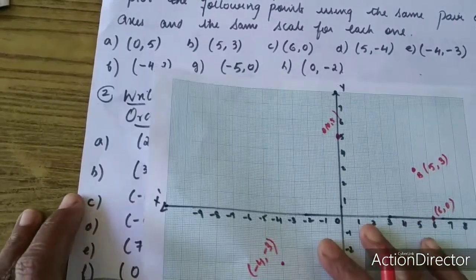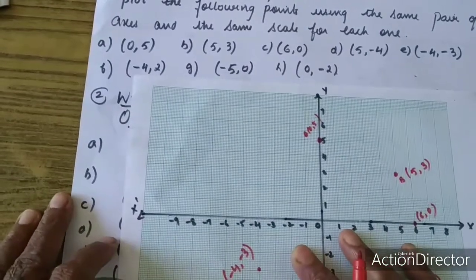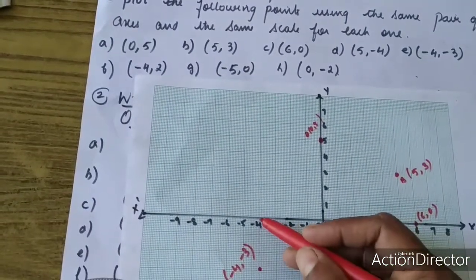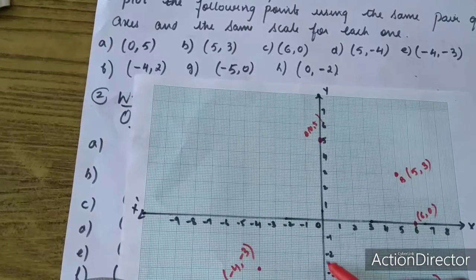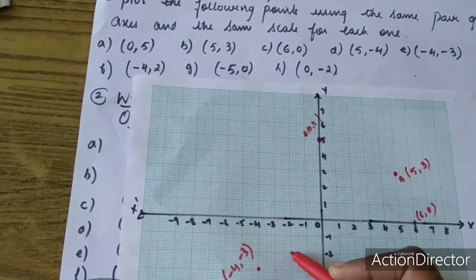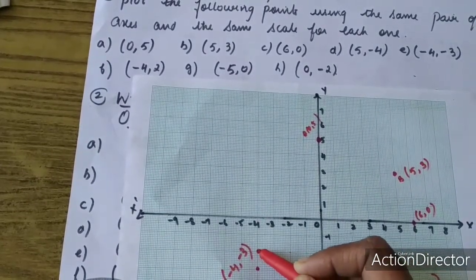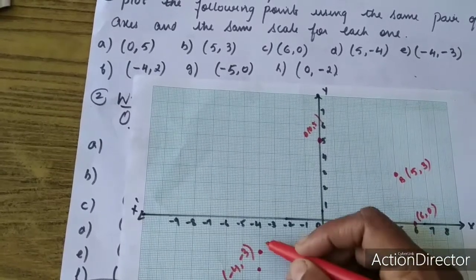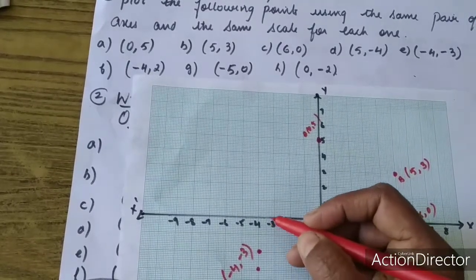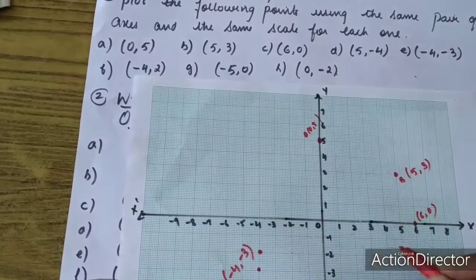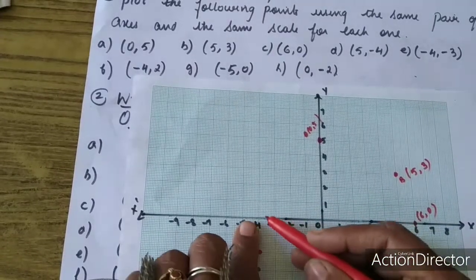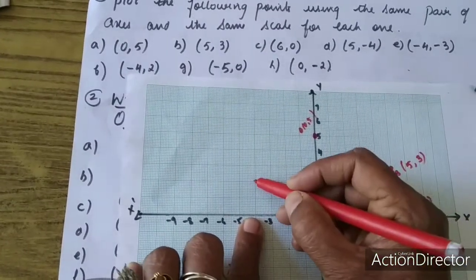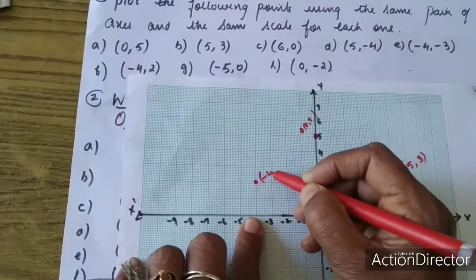Next one is -4, 2. So, -4 on the x-axis and -2 on the y-axis. So, this is the intersection point. Sorry, it is -4 and 2. So, it is -4 and 2, it is on the positive side of the y-axis. So, it is -4, 2.